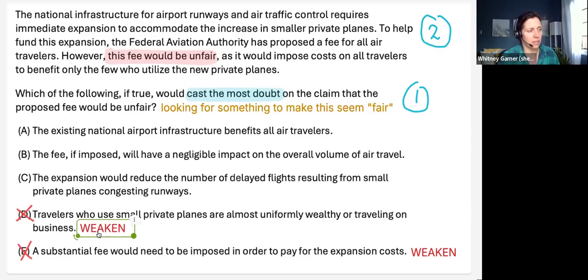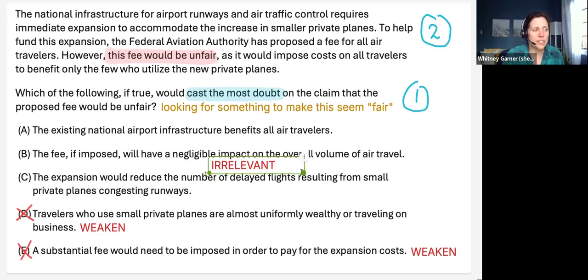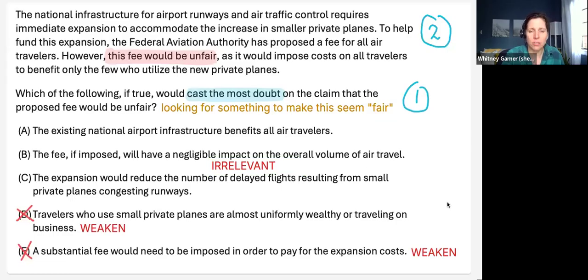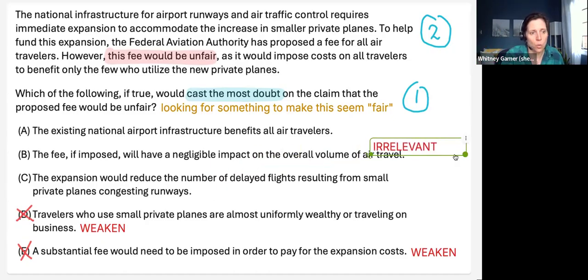So B is irrelevant, because we don't need the fee to have an impact on air travel, right? What's the fee meant to accomplish? The fee is meant to fund the expansion to accommodate the already increasing air traffic. I don't actually need it to change or reduce anything, right? I don't need it to do any of those things. So we'd actually call B pretty comfortably irrelevant.